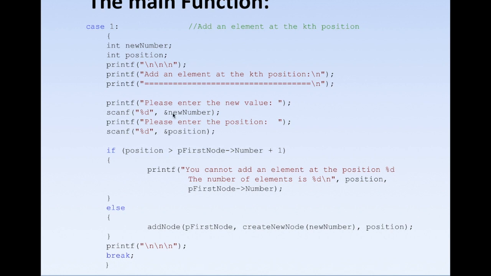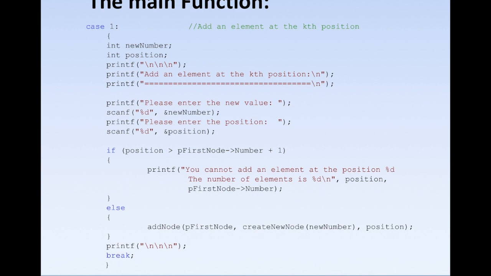So please enter the new value. I input the number. I ask for the position. The position should be 1 because this is the first element. If you didn't put 1, it will not work, because I have to make sure that the position is not greater than p first node number plus 1. In my case, we started the linked list with 0 elements, so you should put position 1 because you should add the first element at 1.